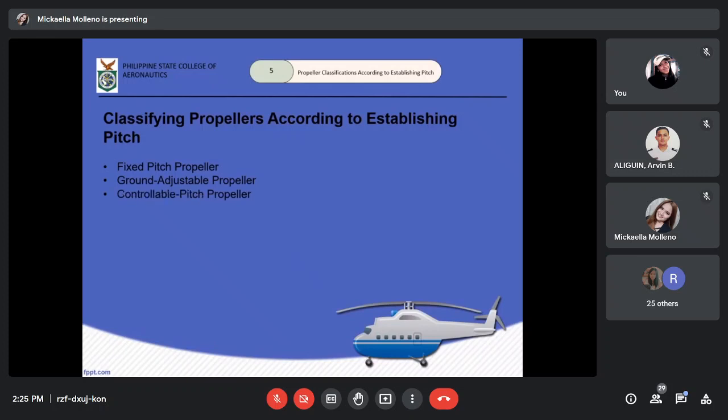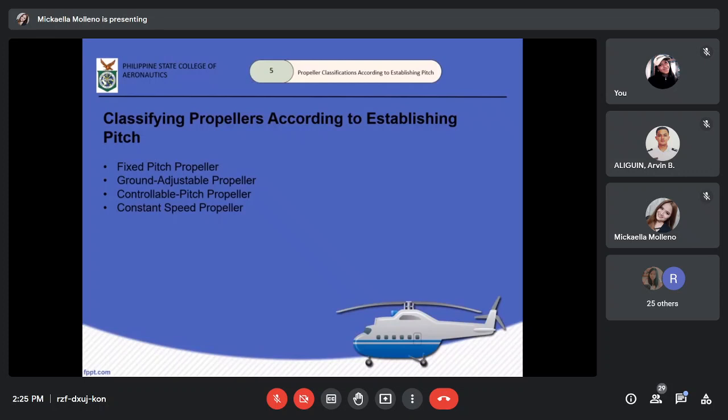So next is the controllable pitch propeller. As the name implies, we can change the blade angle mid-flight, habang umaandar yung ating propeller, provided that limited lang yung pitch positions na magagawa. Take note na for this one, manual yung changing na gagawin ng piloto. And it operates either hydraulically or electrically.